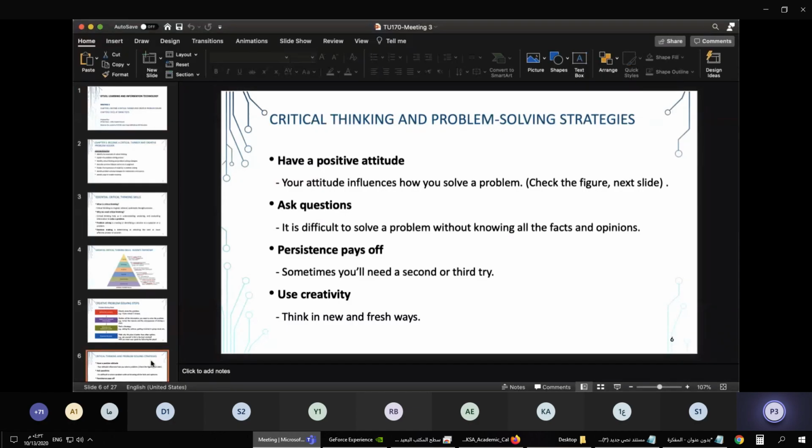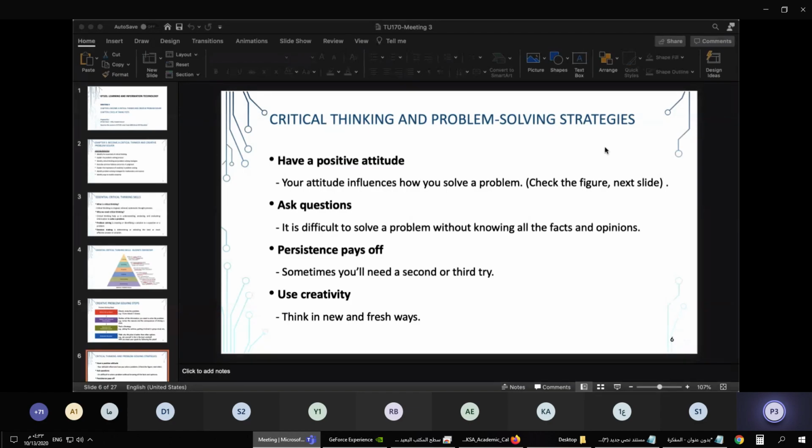These are the strategies of creating or solving a problem in a critical thinking way. Have a positive attitude. Always have this strategy, because your attitude influences how you solve a problem. You always say that you can find the solution. Never give up. Ask questions, like in the example of the remote control. You ask some friends, and some friends give you some suggested solutions. It is difficult to solve a problem without knowing all the facts and opinions of others.